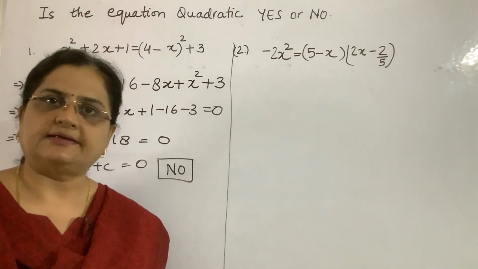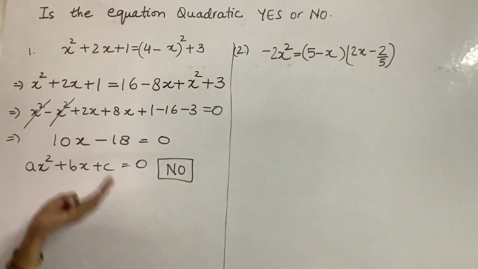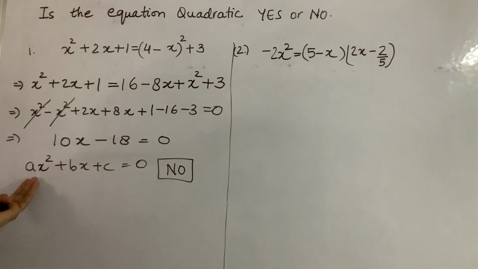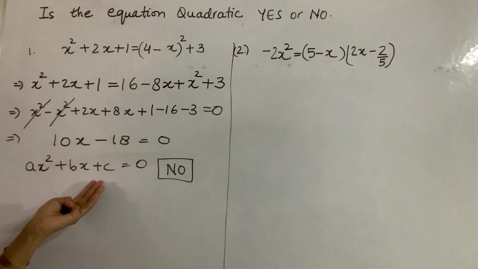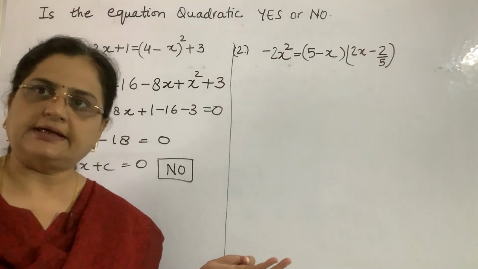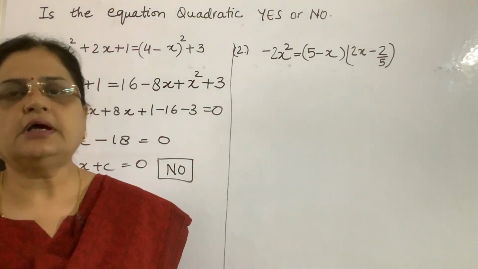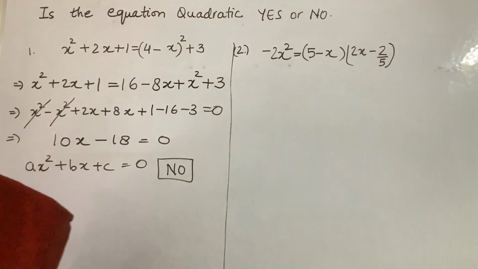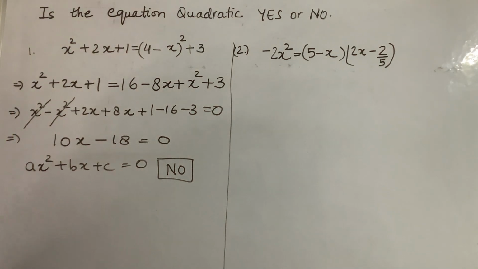Agreed? Simple as that. बहुत ही simple है, सिर्फ एक बार solve करके देखना है. If it comes out of the form ax square plus bx plus c is equal to 0, yes, it is a quadratic equation. If it does not come out, it is not a quadratic equation. Let us go on to the next question.